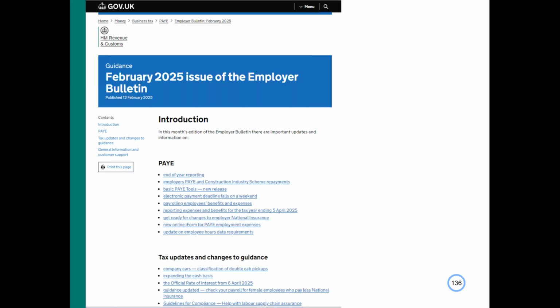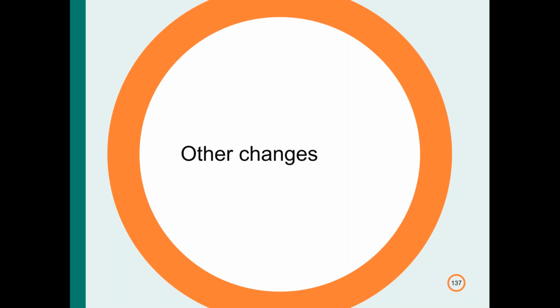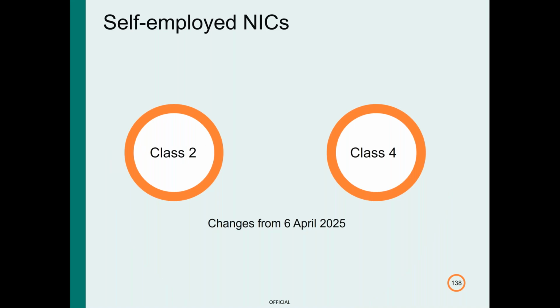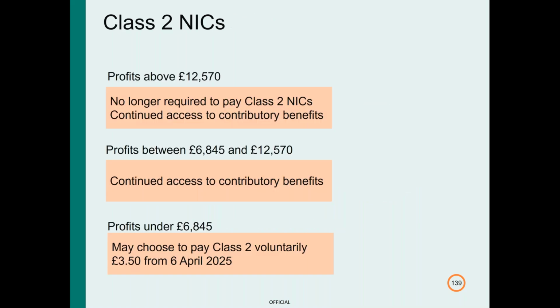Okay, moving on. So let's now look at a few other changes. The changes to Class 2 and Class 4 NI, introduced from April 2024, remain in place for the 2025 to 2026 tax year. Since the 6th of April 2024, self-employed people with profits above £12,570 are no longer required to pay Class 2 NICs. They will continue to have access to contributory benefits, including state pension.